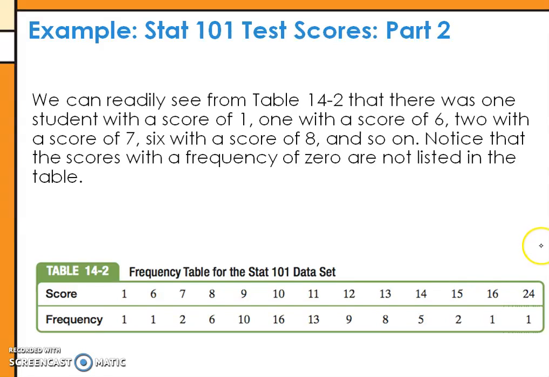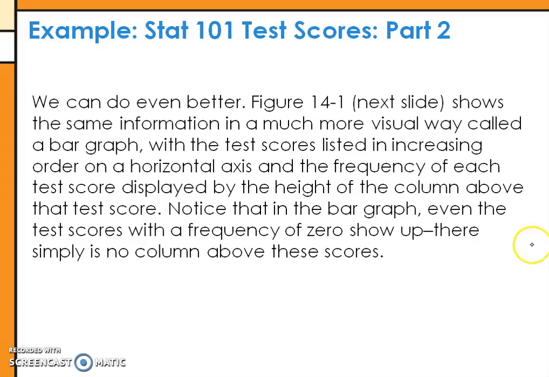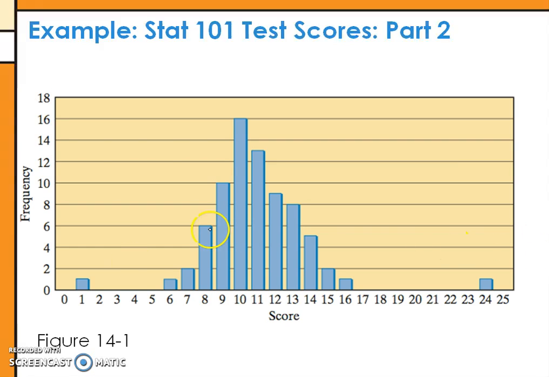Another thing we could do, a picture's worth 1,000 words here, is graph this data. So there's our 1 person who got a 1, 1 person got a 6, 2 people got a 7, 6 people have an 8, 10 people have a 9, 16 students got a 10. So this gets an even better picture of how the test went. We have one really low score, one really high score. A lot of people grouped together here in the middle, with 10 being the score that people got most often, the mode of the data set.